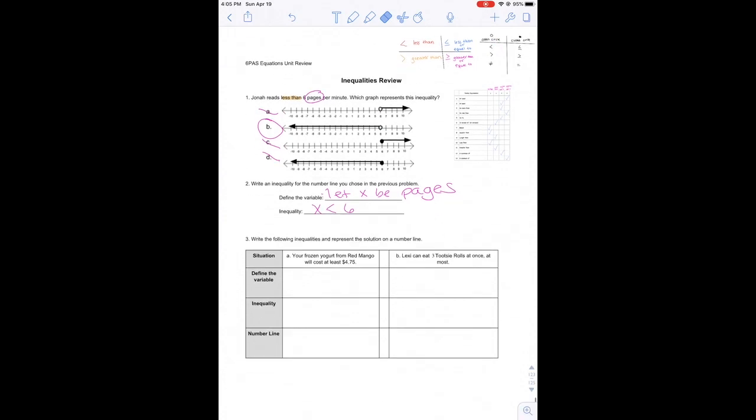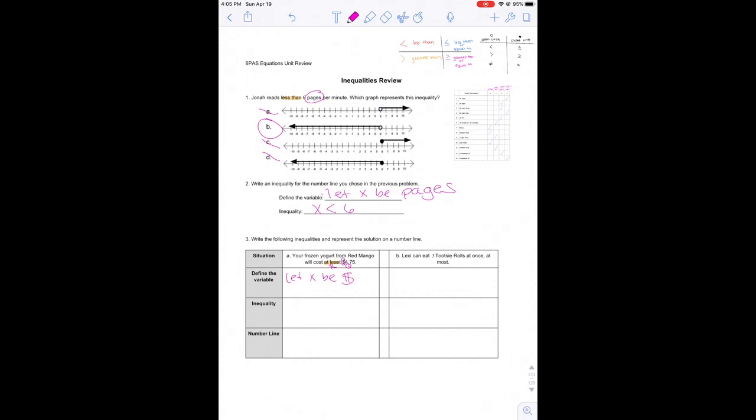Now you should already have problem 3 done as well. If you don't, or you feel like maybe you did something wrong, feel free to fix it before I go over problem 3. So the situation for 3A, your frozen yogurt from Red Mango will cost at least $4.75. And that money sign is my quantity, the at least is my relationship. So define the variable. Let X be money.